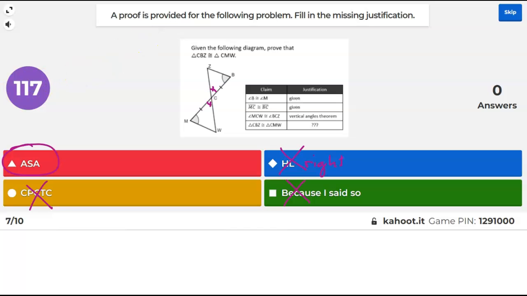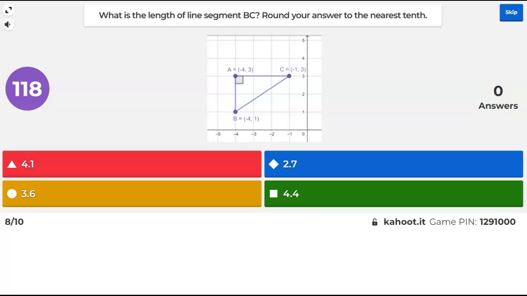Let's look at problem 8. What is the length of line segment BC? Round your answer to the nearest tenth. So we have what looks like a right triangle in the coordinate plane. This length right here, BC, is what we're looking for. And we can use Pythagorean theorem again. So our hypotenuse needs to be side C. The other two we'll call A and B.